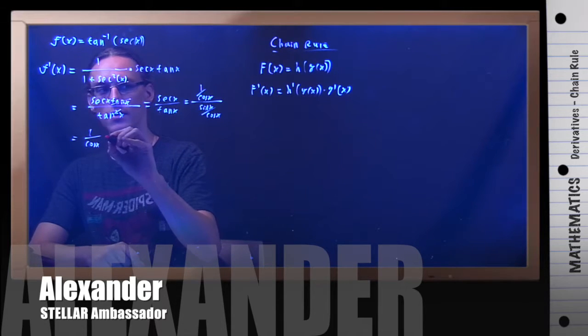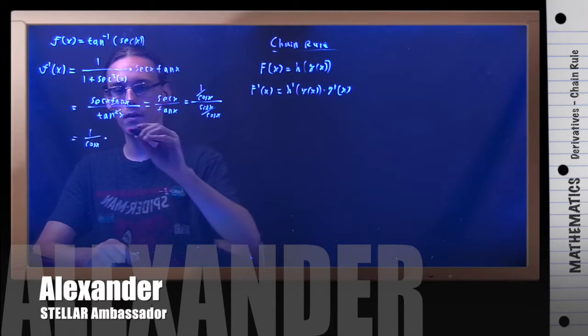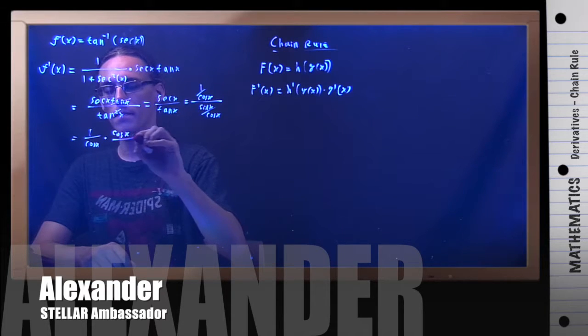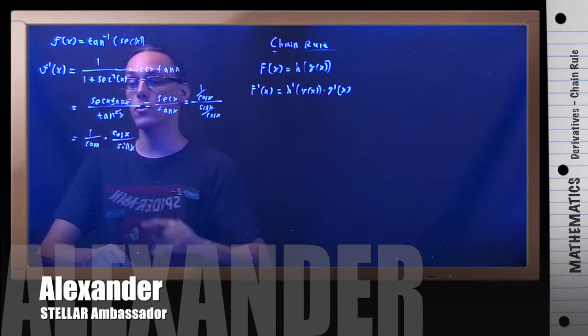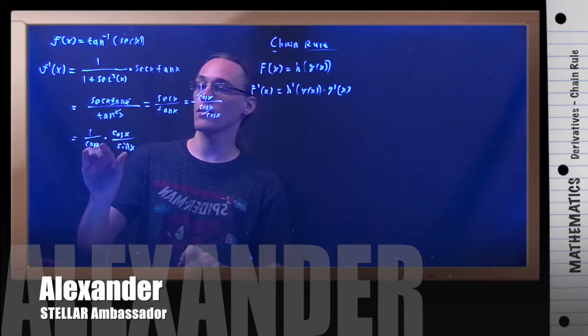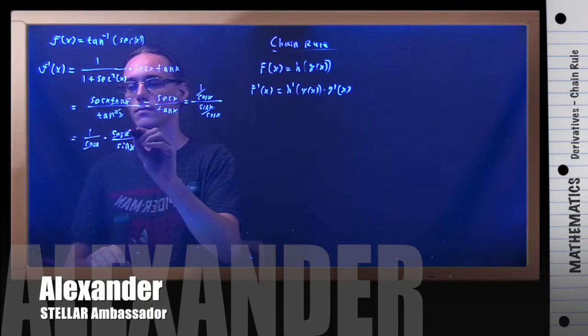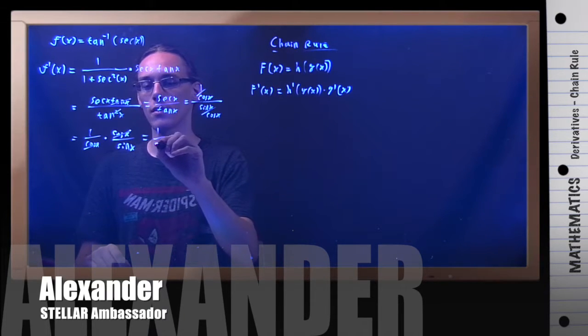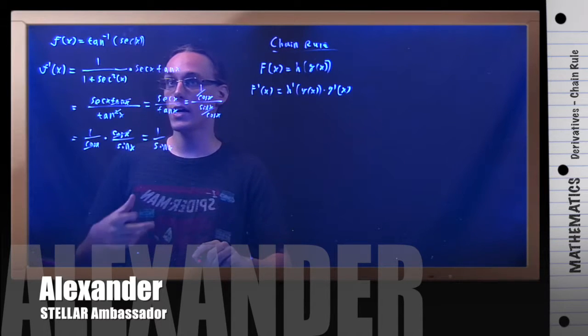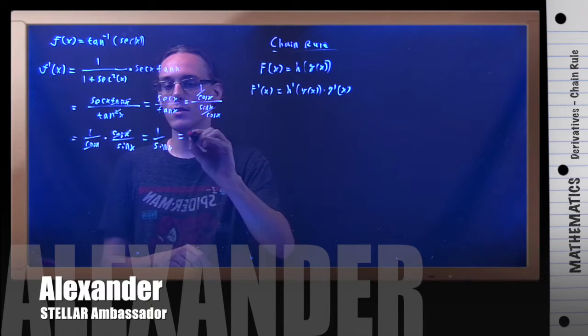1 over cosine x times flip, cosine over sine. And notice here, those cosines cross out. And I'm just left with 1 over sine. Finally, recall that 1 over sine is cosecant.